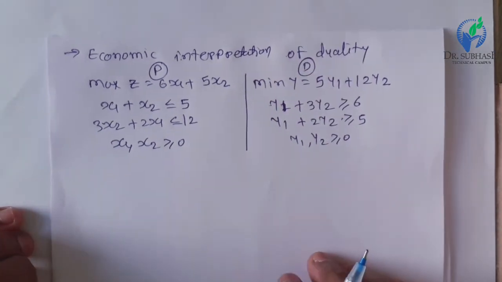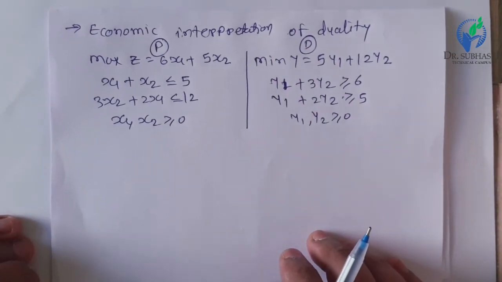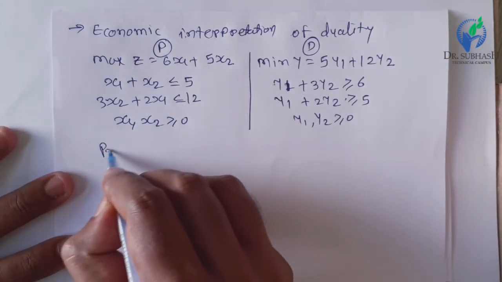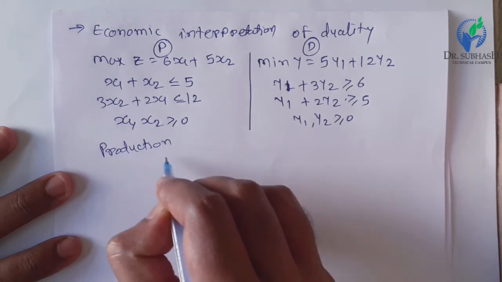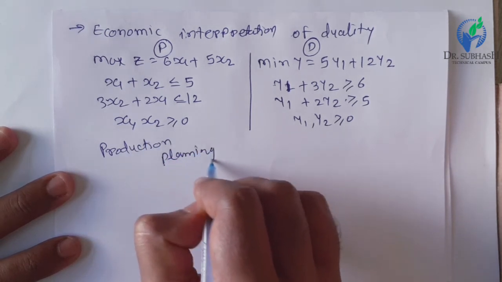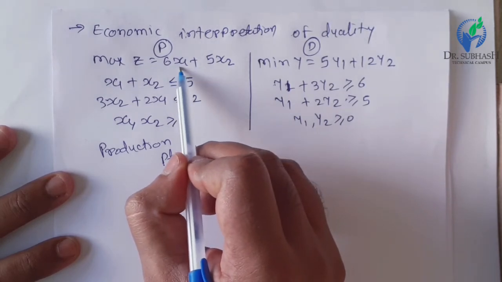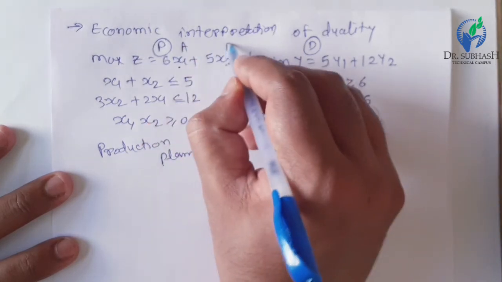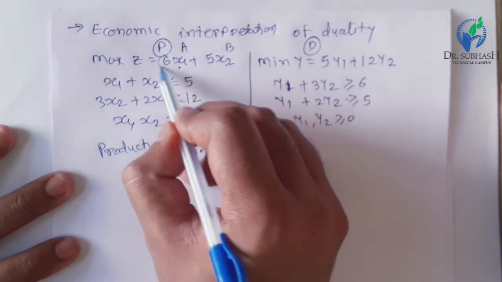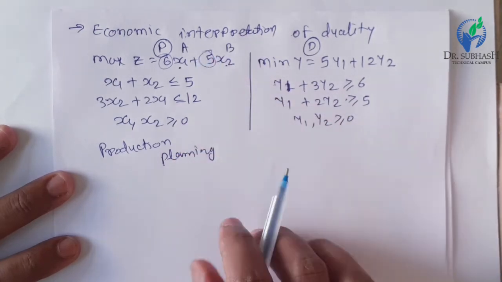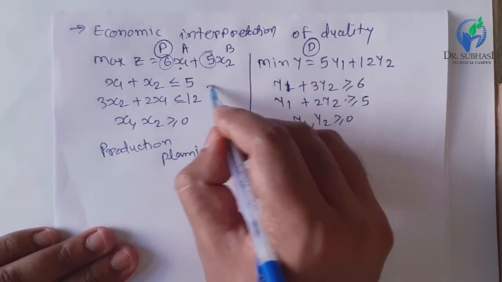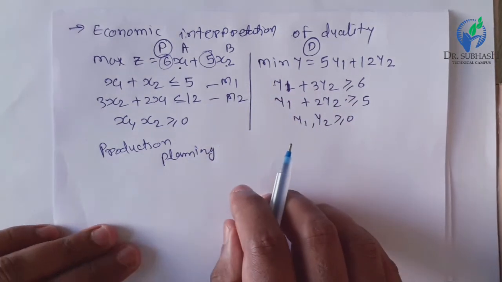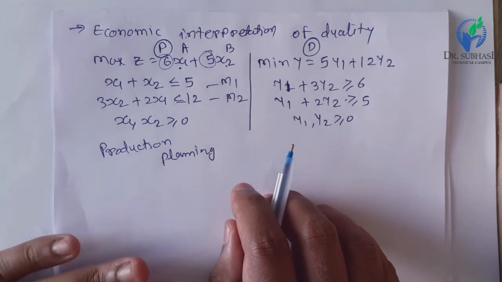Now what is the economic interpretation of this primal and dual? In the first case, let's consider it a case of production planning. This is the number of units of product A, this is the number of units of product B, this is the profit coefficient of product A, this is the profit coefficient of product B, and this is the constraint of machine 1, and this is for machine 2. These both are constraints given here.